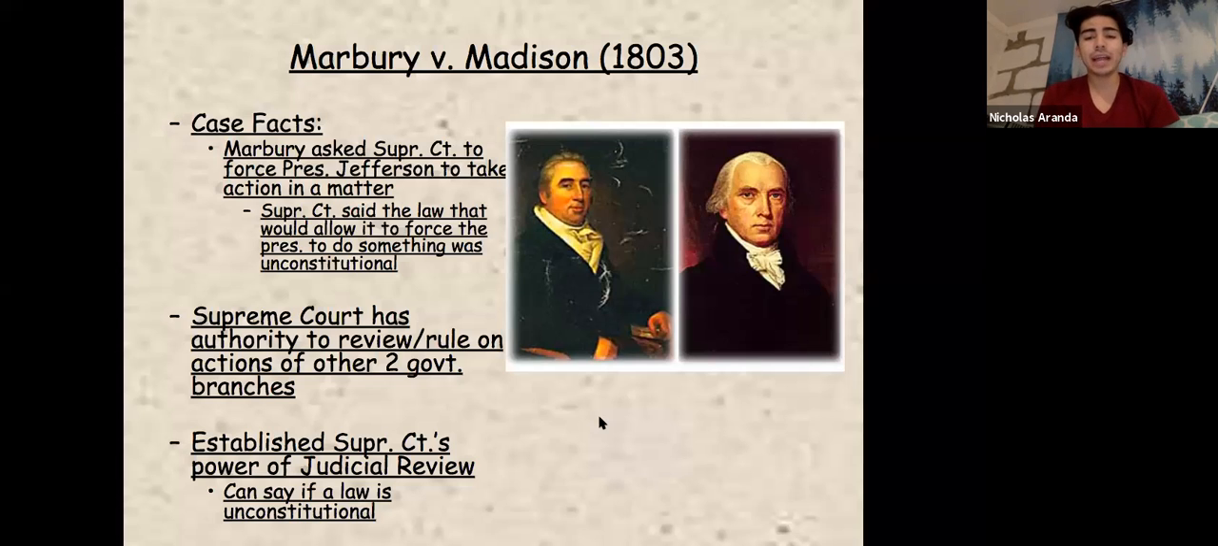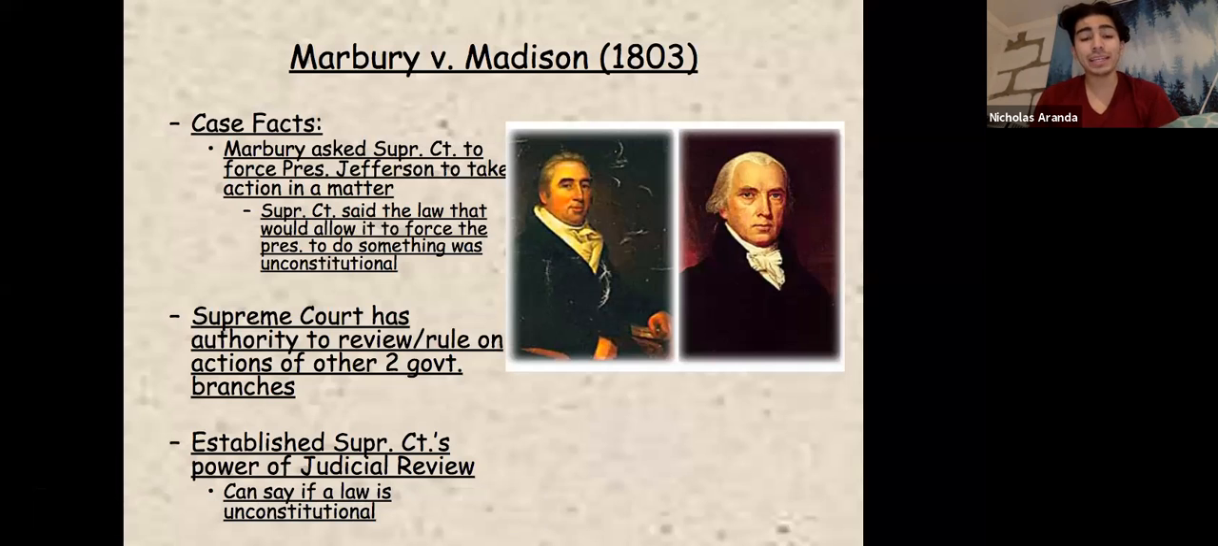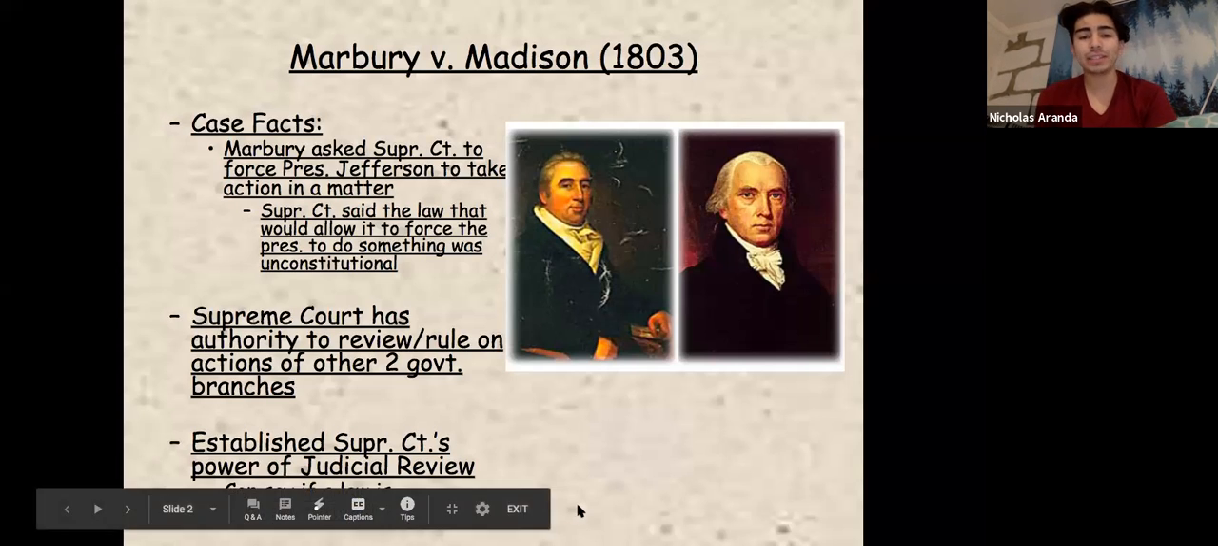So it's basically how the Supreme Court got its first precedent and power to review actions taken by the executive branch and by the legislative branch. It's how the court basically got its job.